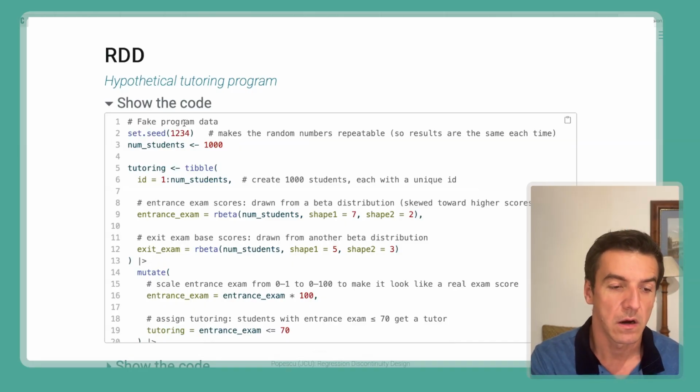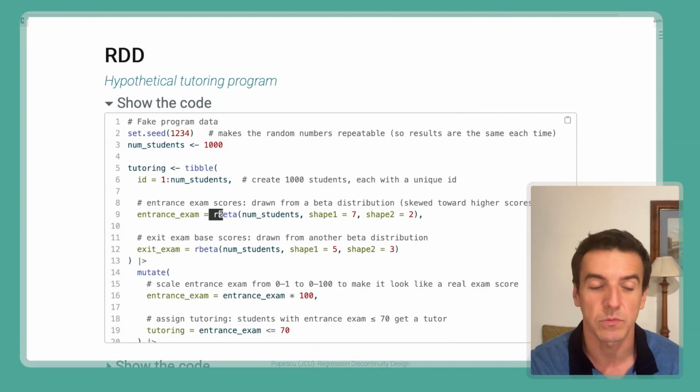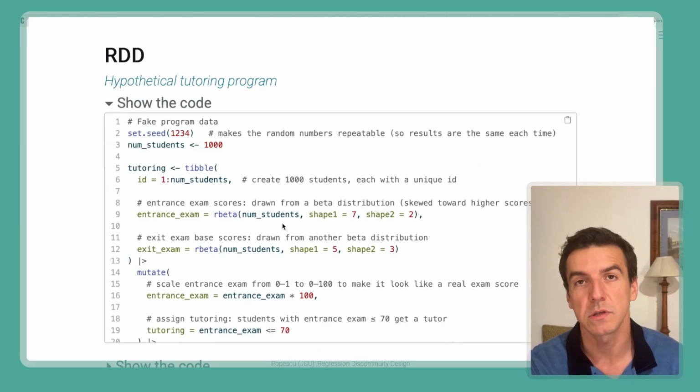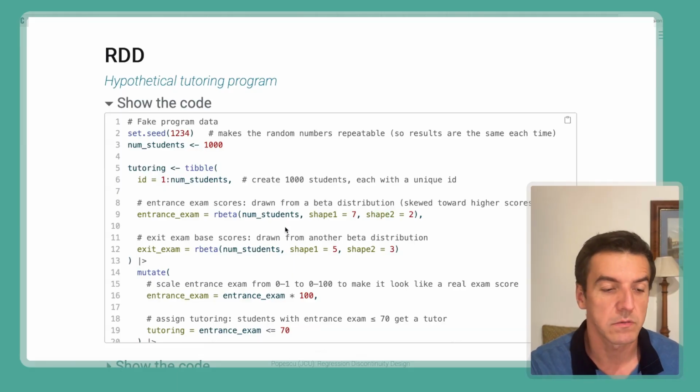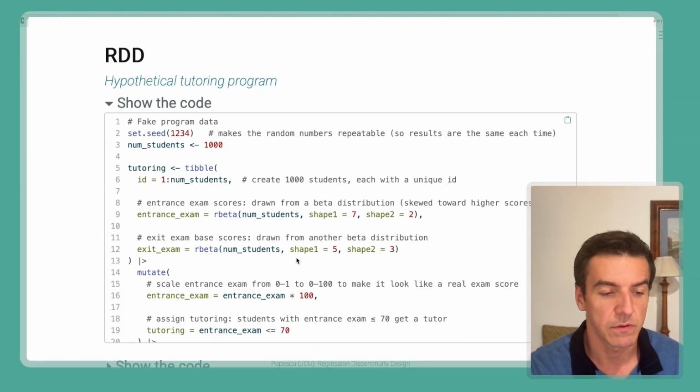So this is fake data that I created. There's 1,000 students. And then I am creating an entrance exam score following a beta distribution. Don't worry about what this means in practice. There are obviously specific parameters that you need to change in order to obtain random numbers. I encourage you to simply copy and paste this code in your RStudio file.